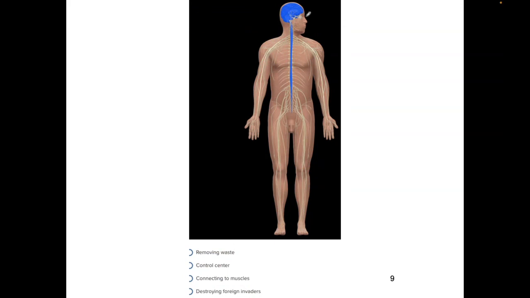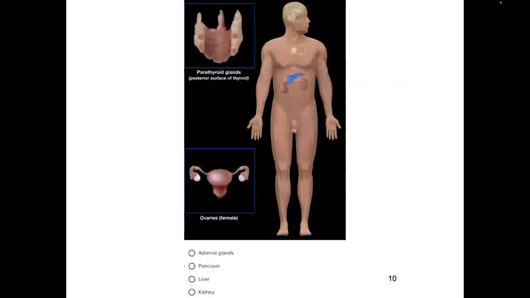Okay, well, we're looking at the CNS, right? That's the central neural system. Everything else that's not highlighted is the peripheral neural system. However, we don't see those as choices. We're looking at functions. So removing wastes, nope, that's the urinary system. Connecting to muscles, well, that's going to be the osteology, anything with bones. Destroying foreign invaders, that's going to be the lymphatic system. So the control center, the CPU, is the CNS, the central neural system. This is the master system of the body, the control center.